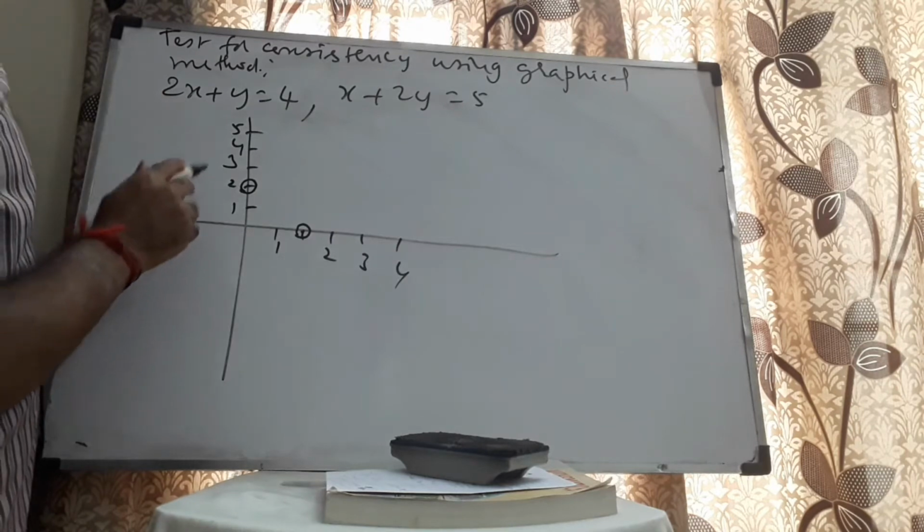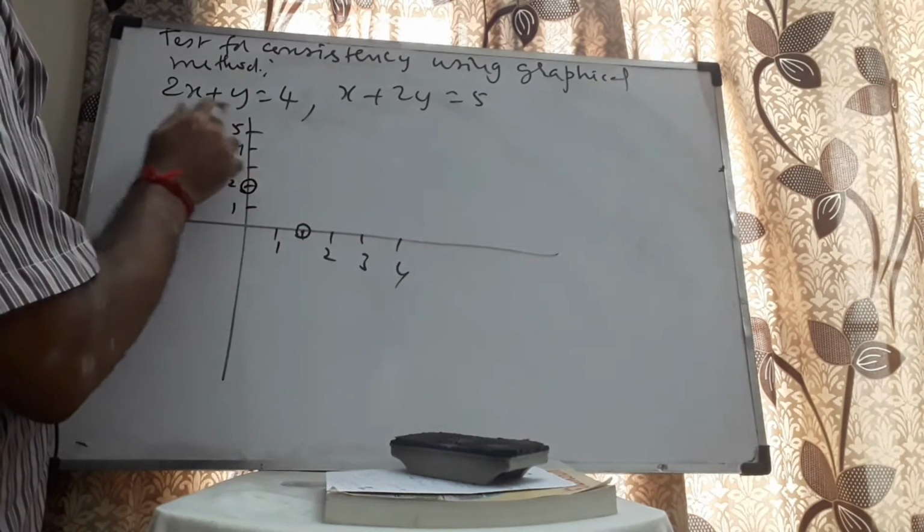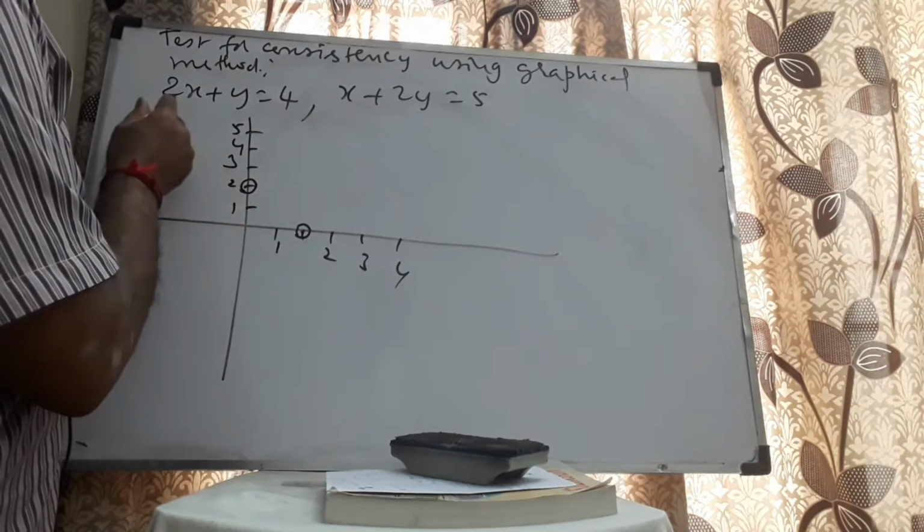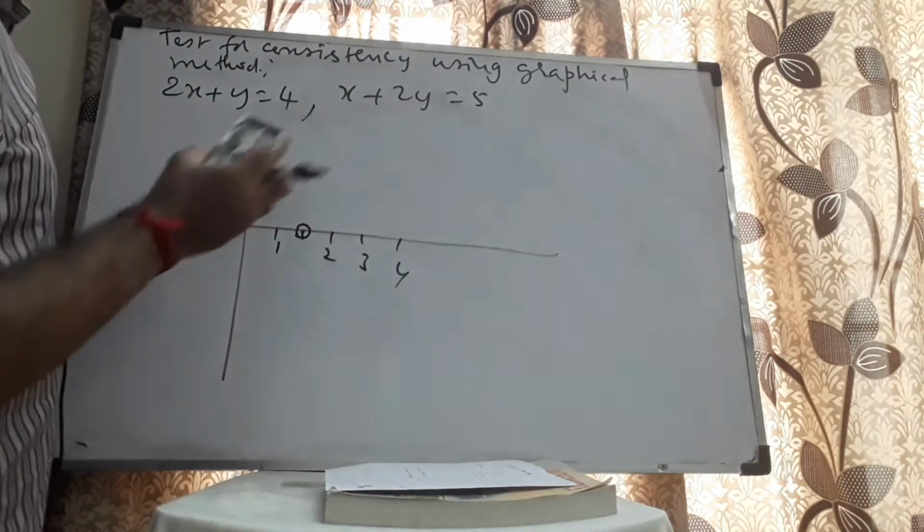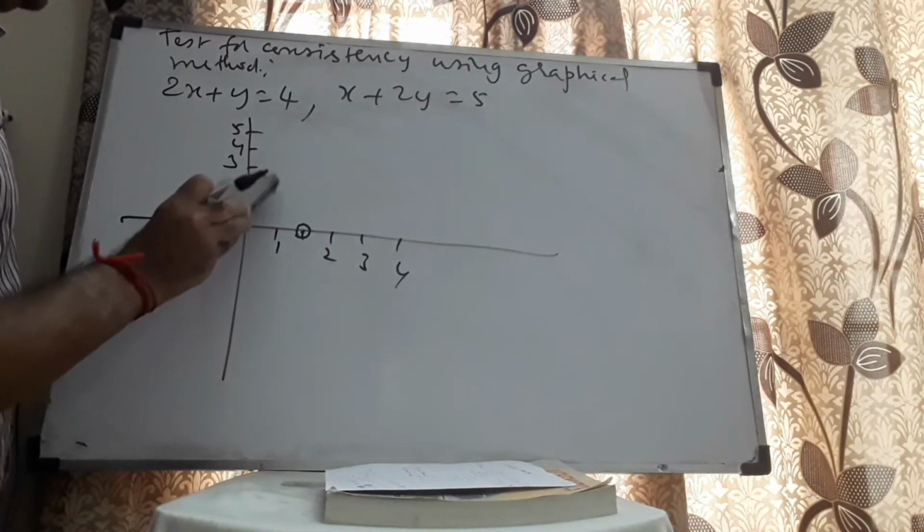Am I right? 4 by 2 is 2. When y is equal to 0, x is 2. When x is equal to 0, y is equal to 4. Sorry, there's a change here.